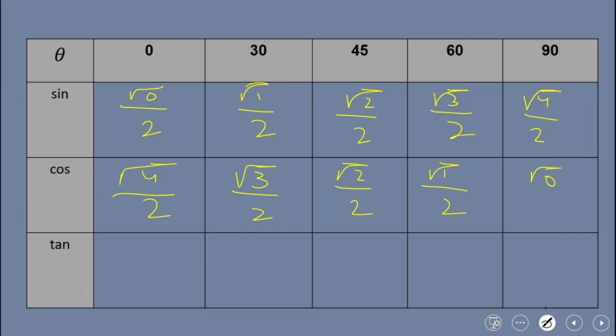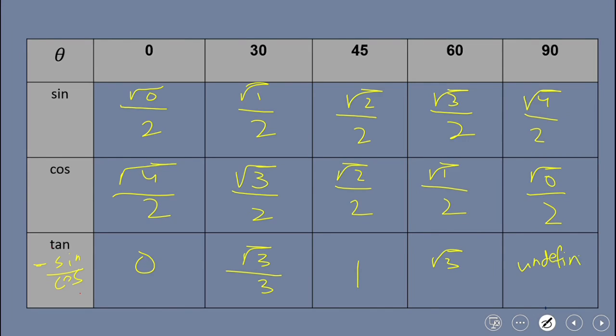As for the tan, there is no specific pattern like the sine and cosine. So what we're going to do is that tangent actually equals sine divided by cosine. So we divide the values we got for sine over the values we got for cosine. By that, we get that tangent 0 is 0, tangent 30 is square root of 3 over 3, tangent 45 is 1, tangent 60 is square root of 3, and tangent 90 is undefined because we're dividing by 0.